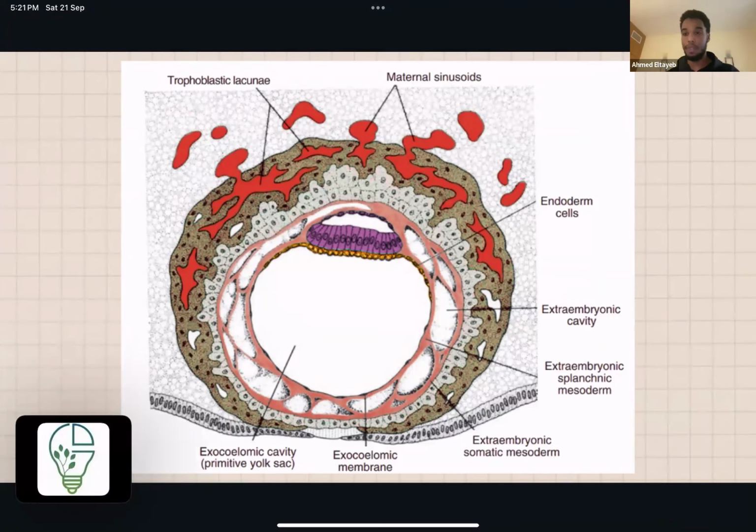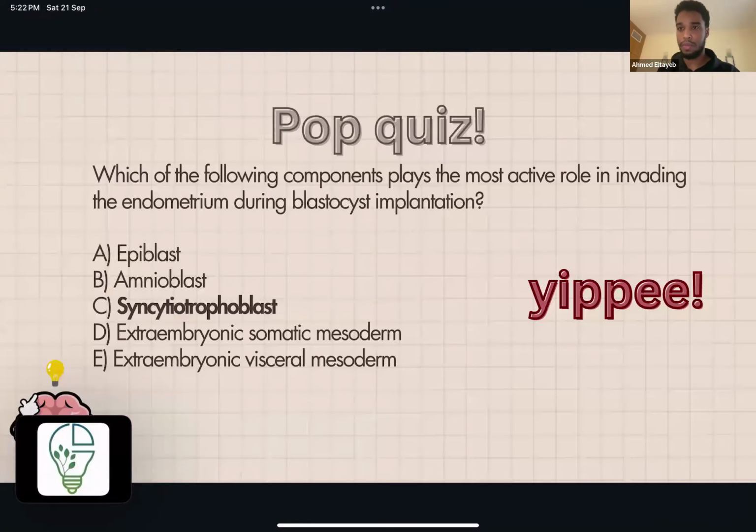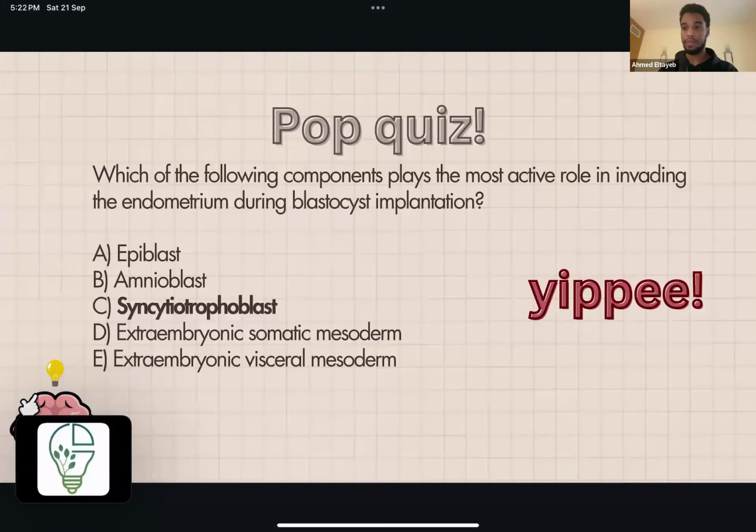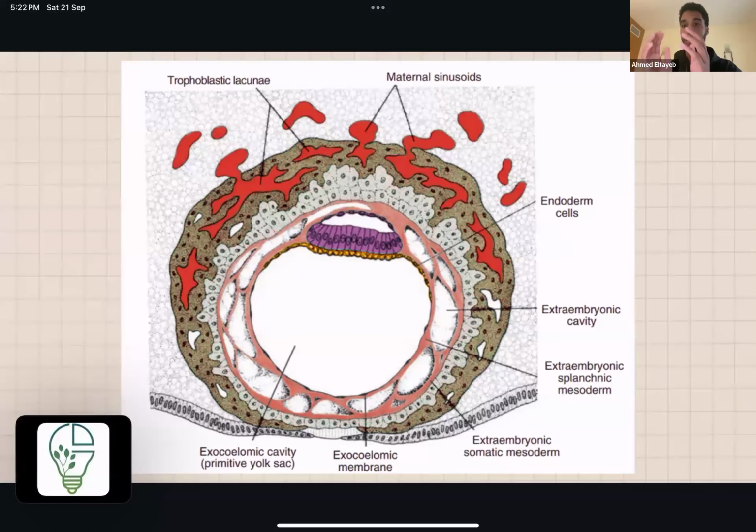Okay. So on days 10 to 12, remember the lacunae, how they were empty? So the cytotrophoblast starts to differentiate more, okay? It starts to proliferate more, and these cells go into the syncytiotrophoblast.